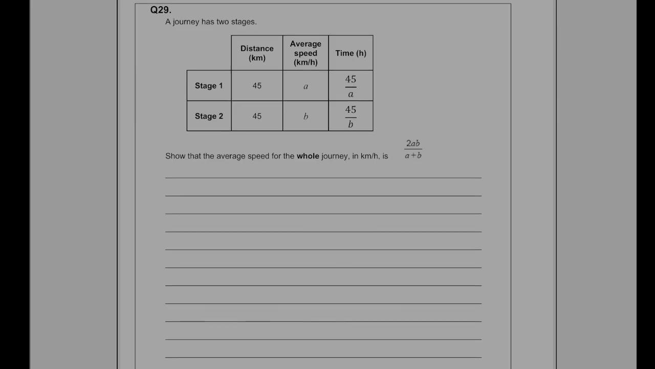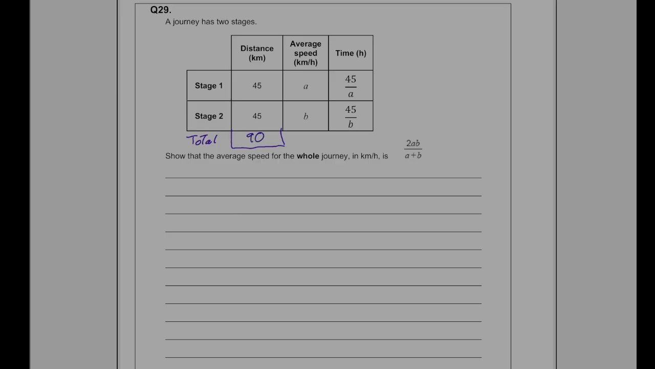Okay, question 29. A journey has 2 stages. Stage 1, stage 2, we've got distances of 45 for both, average speed over A and B, and then the time would be 45 over A or 45 over B. Show that the average speed for the whole journey in kilometres per hour is 2AB over A plus B. So total distance for the journey is going to be 45 plus 45, so if I add a total column here, that would be 90.